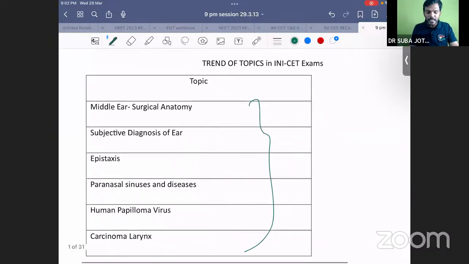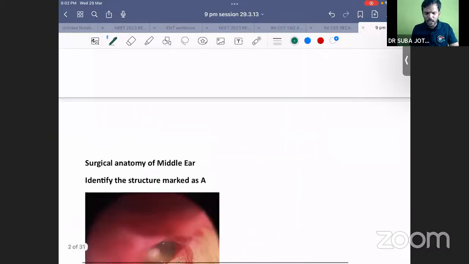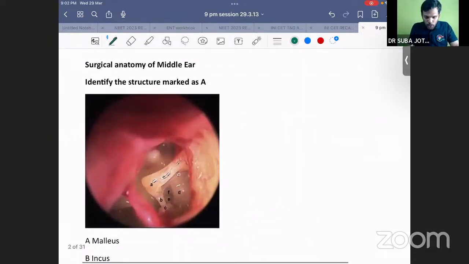The first topic is middle ear surgical anatomy. You people are very well aware of the anatomy of the middle ear. Six walls are there, malleus, incus, stapes, muscles. Many structures are there. You are all familiar with that. But they are repeatedly asking some image-based middle ear or mastoid air cell system pictures.